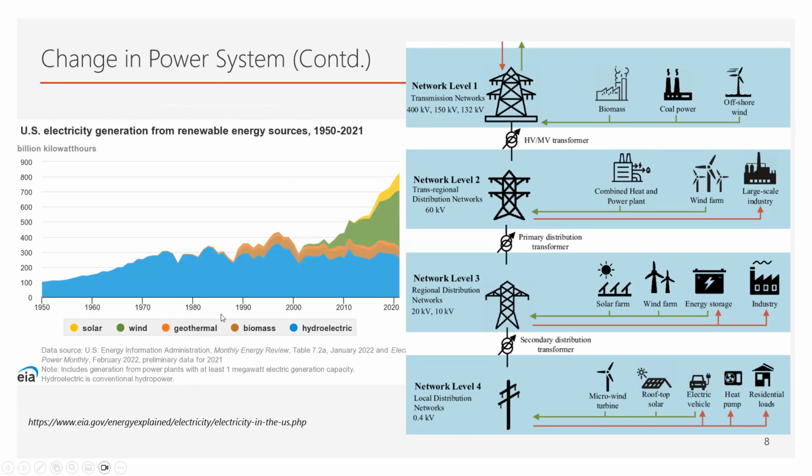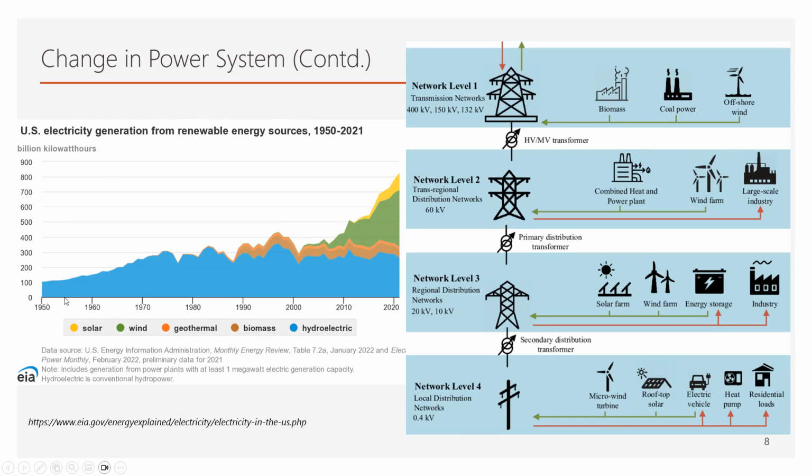Now we are going to talk only about renewable energy sources. So this is solar, the green is wind, orange is geothermal, this is biomass, and the blue is hydroelectric.